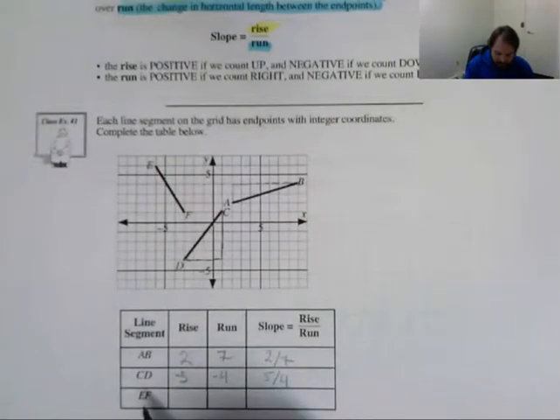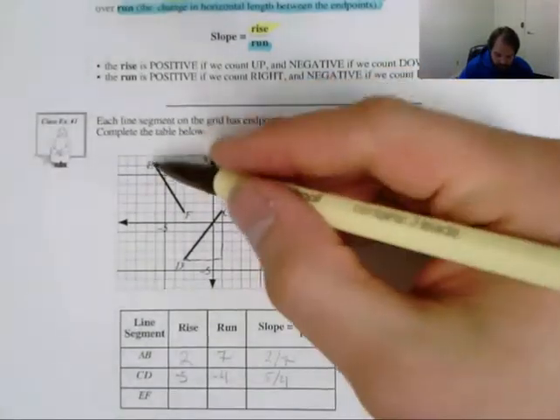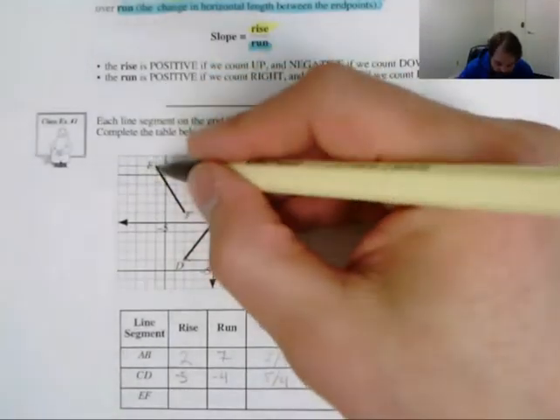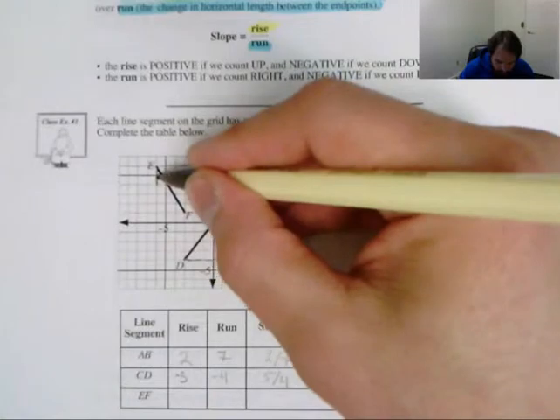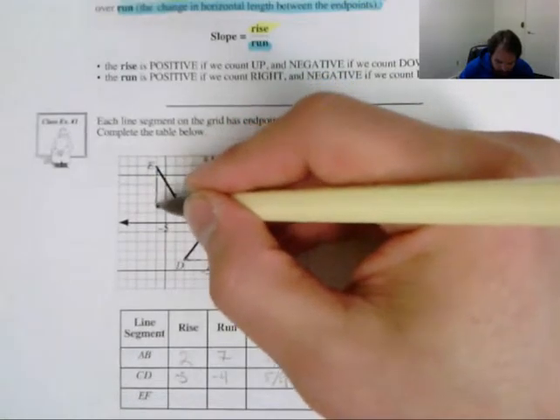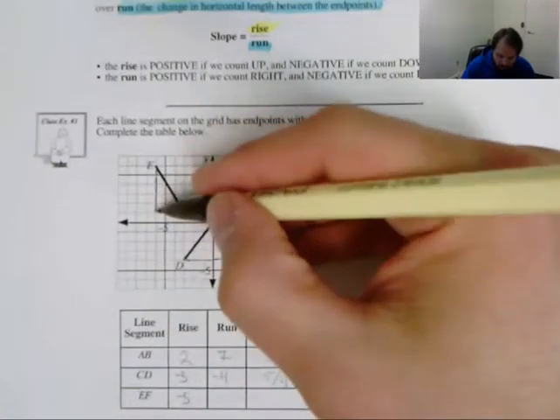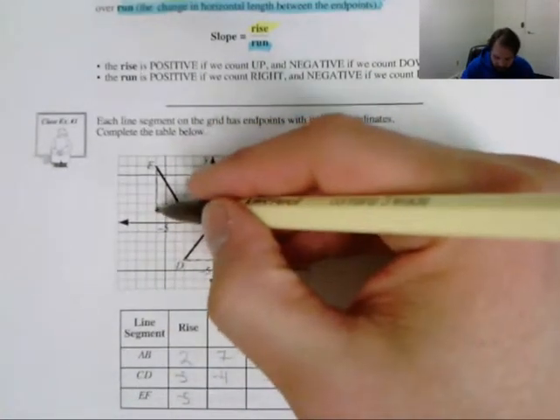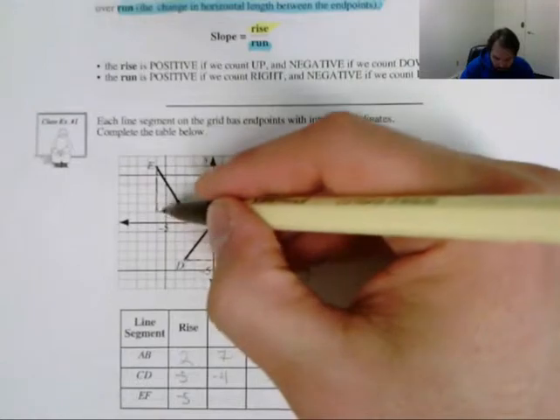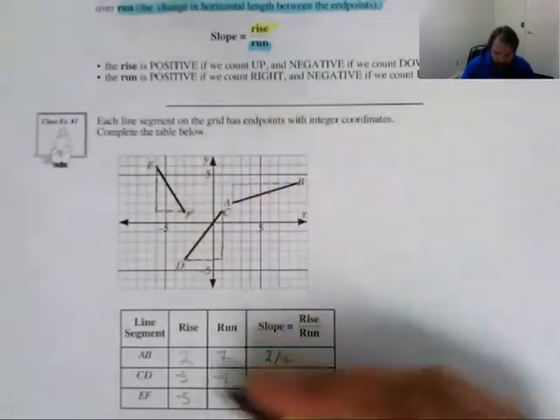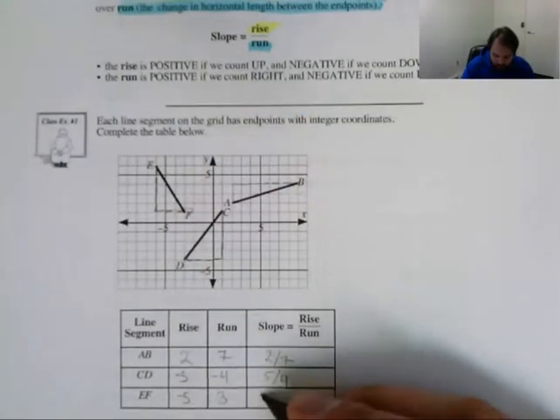Let's take a look at my next one, EF. So here is EF. I am moving down 1, 2, 3, 4, 5. So I'm moving down 5. And I'm moving in a positive way, because going in this direction is positive, 1, 2, 3. So I'm moving positive 3. So that gives me negative 5 over 3.